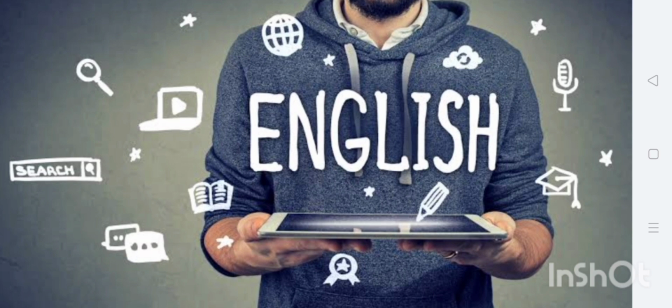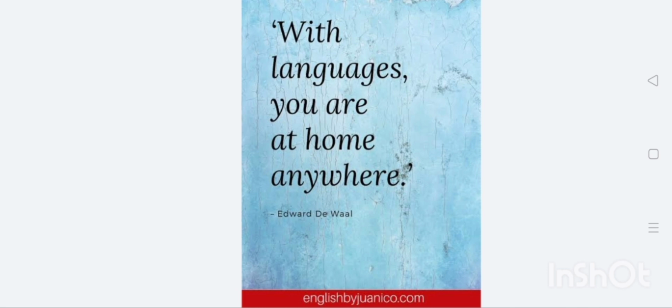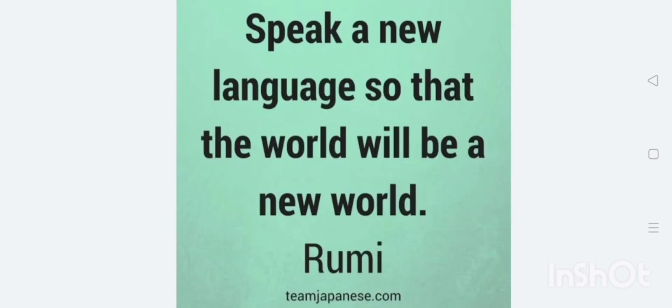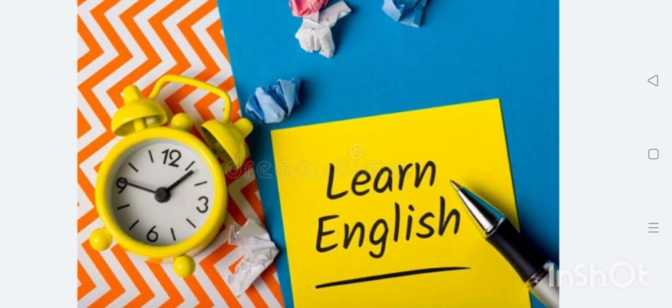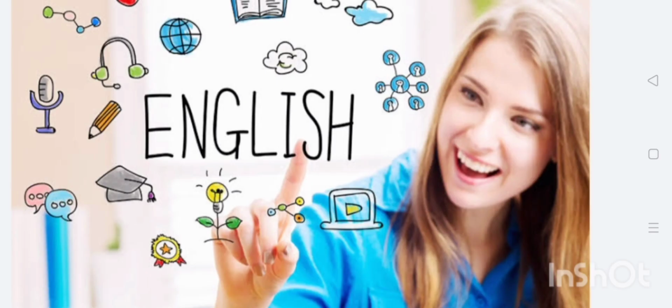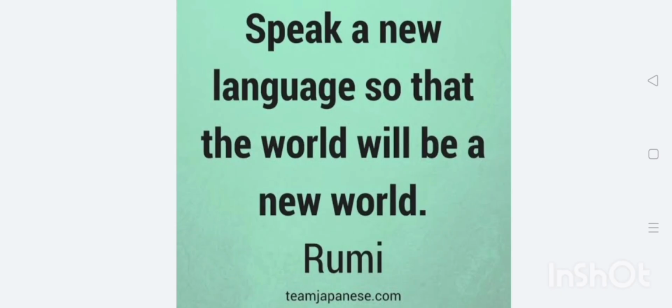Okay, for the subjects I, you, we, they, you can say I learn, you learn, we learn, they learn. Okay, so you can put an object, whatever you want. For example, I learn English. And for the subjects he, she, it, you can use verb one plus s or es. Okay, for example, she learns English, he plays football.